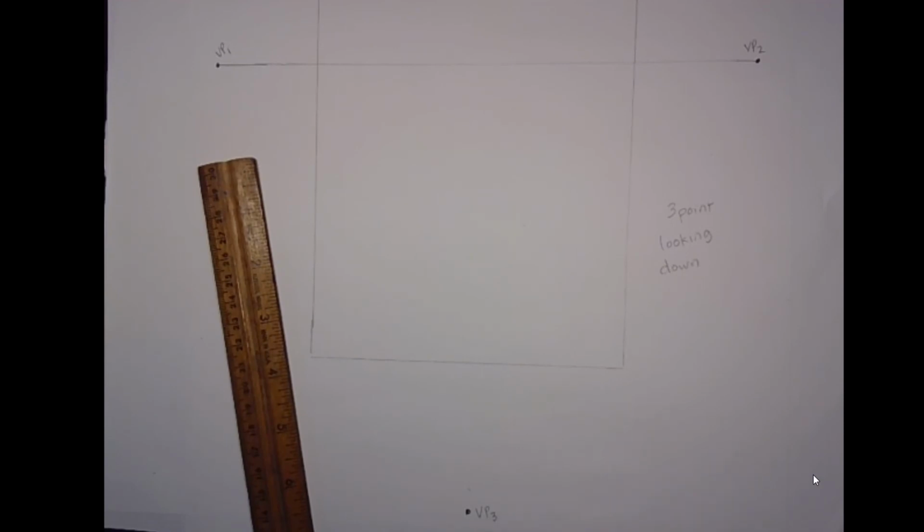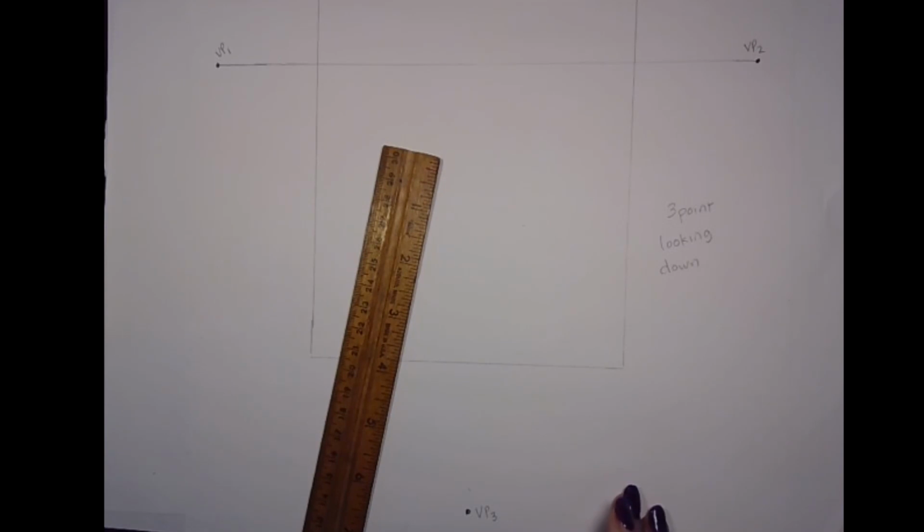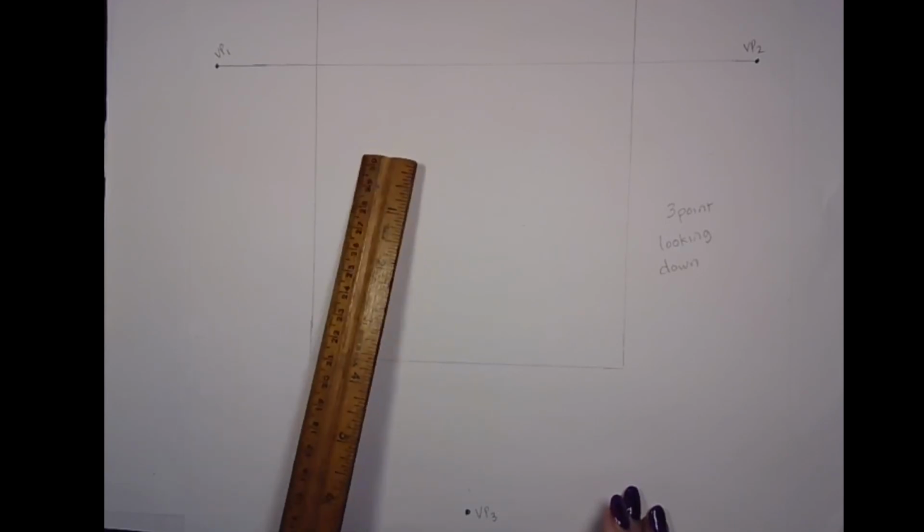So we're going to make 3 buildings in 3-point perspective looking down. Imagine if you were in a helicopter hovering above buildings. This is how you would see them. So again, the vanishing points are off the page because if you went outside and were drawing this, the vanishing points would be so far away from where you were drawing and they wouldn't be on your piece of paper.